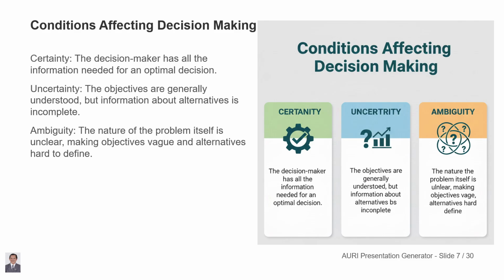At the furthest end of the spectrum is ambiguity, which represents the most challenging decision environment. In ambiguous situations, the problem itself is unclear or poorly understood. As a result, our objectives become vague and identifying potential solutions becomes difficult.